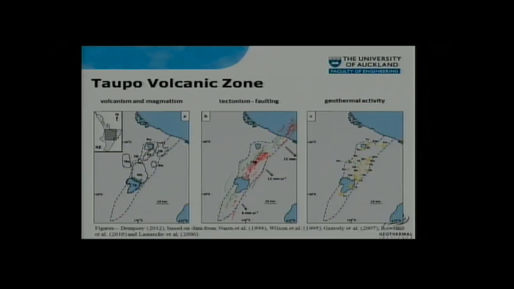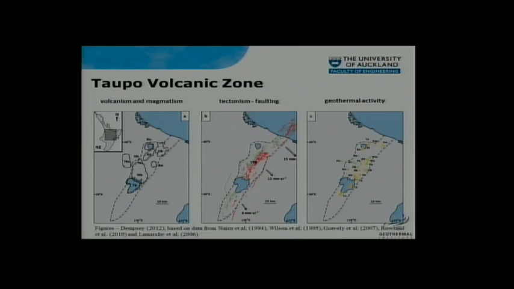I'll move to another scale. Quite a dramatically different scale. I'll move to a scale where I look at modeling in what's called the Taupo volcanic zone. So the Taupo volcanic zone is this area here. So this is the whole North Island of New Zealand. So I'm focused on this area, and this is where most of our geothermal producing fields are.